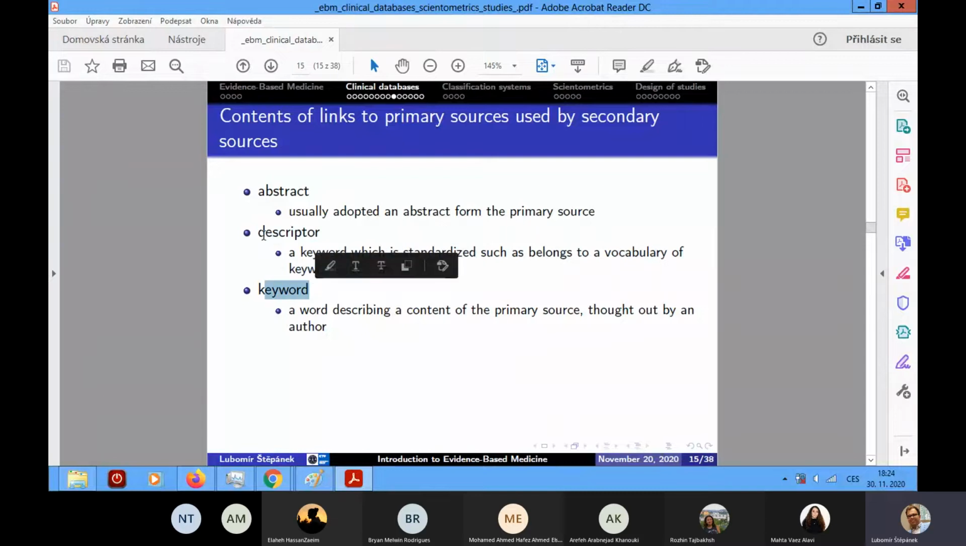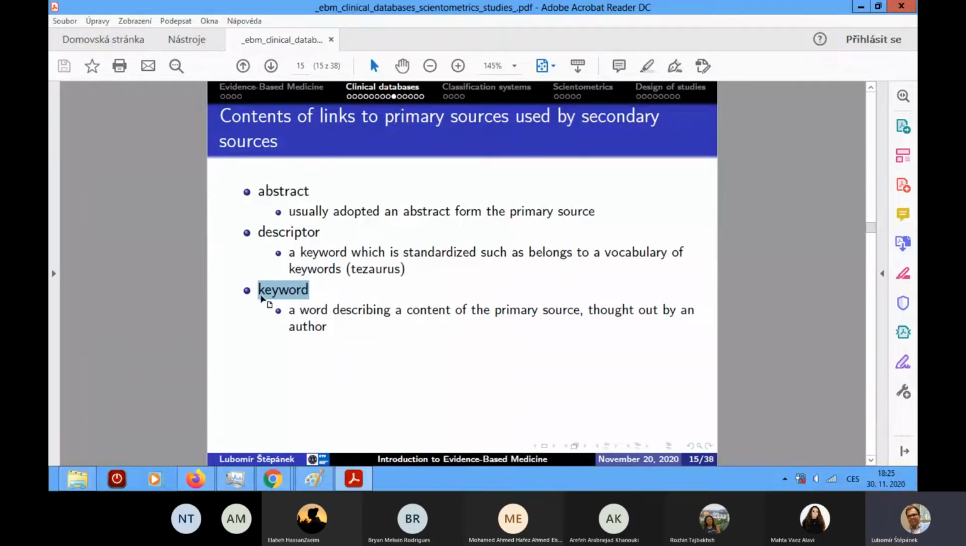And a keyword is something similar to a descriptor, but a keyword is just a word which describes the content of the primary source and was just introduced by an author. So it was done manually, inserted by the author. And there are many authors, so there could be many keywords, various and different keywords for the same topic or the same scientific question.